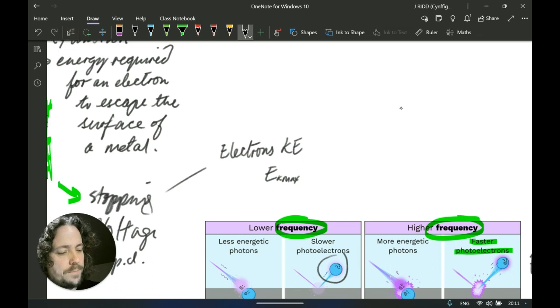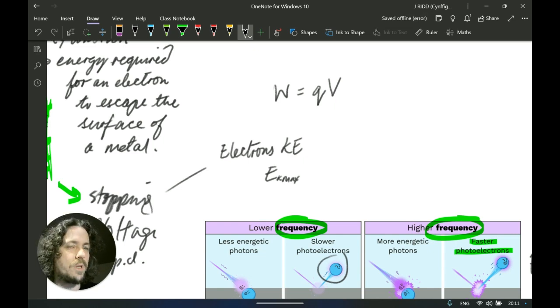Now, work done is equal to QV. And you'll know this equation already, I hope, from the work that you've done on electricity. You should know that V, the potential difference or voltage, is equal to W over Q. You'll have come across that already. I've just rearranged it. So the work done on a charged particle in an electric field is given by this equation here.